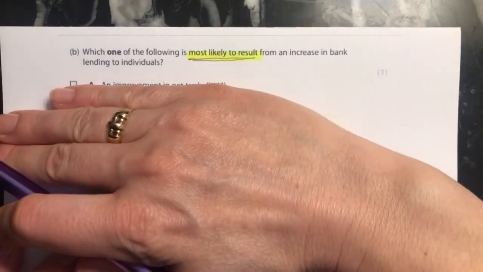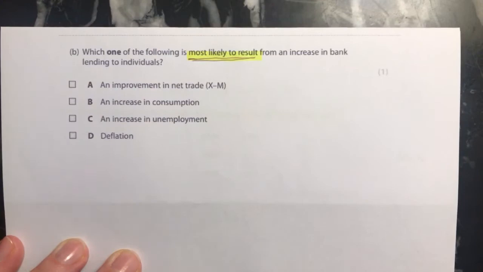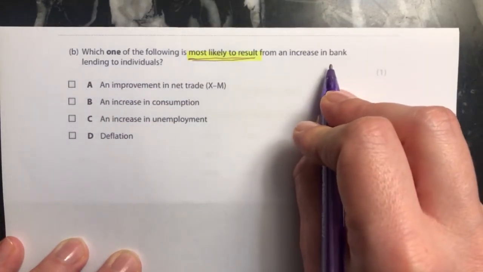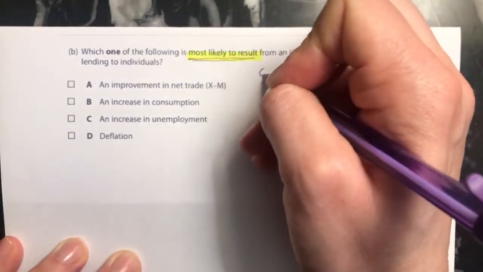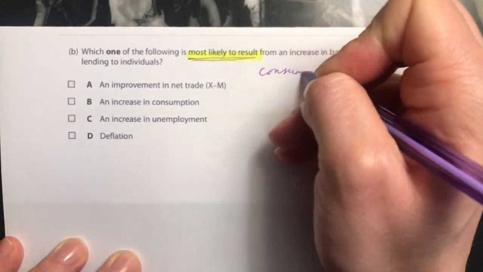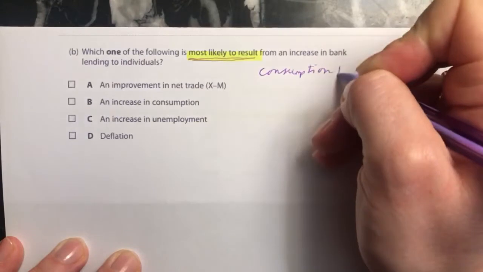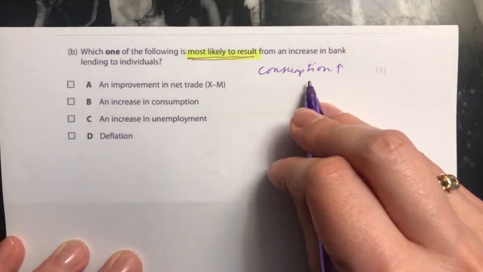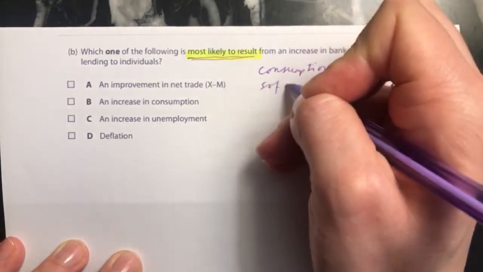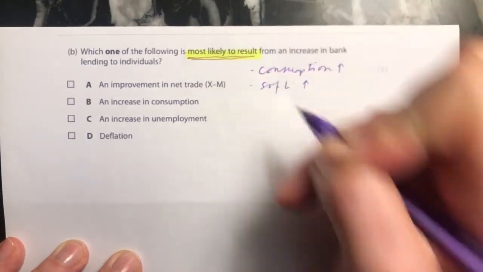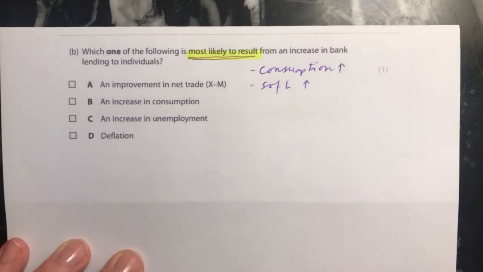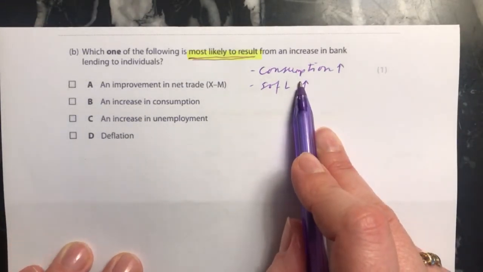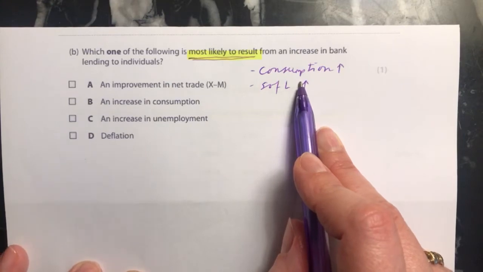And before you even look at the answers, think about what you think the answer might be. If you have more lending to consumers, to individuals, that will mean that their consumption is going to go up because they're taking out the loans to spend the money. So they will be buying more things. You could also say that their standard of living is going to go up because they'll be able to buy more things. They're just some general thoughts about what will happen for these people if they're taking out more bank loans. Now let's look at the possible answers.